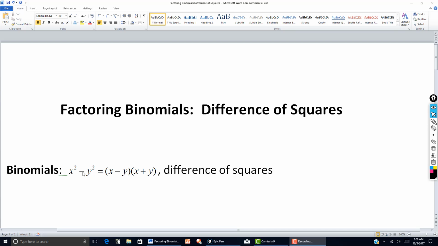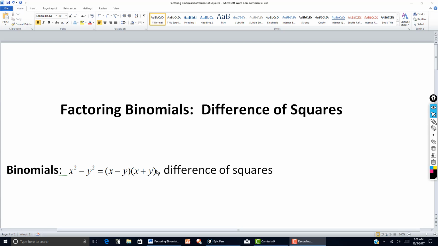So let's start off by looking at the formula for difference of squares. This basically states that if you have the difference of two squares, x squared minus y squared, it factors into the difference of the square roots and the sum of the square roots. So you can write that as x minus y times x plus y, or x plus y times x minus y, it doesn't matter, as long as you have the x minus y and the x plus y somewhere in the factorization.